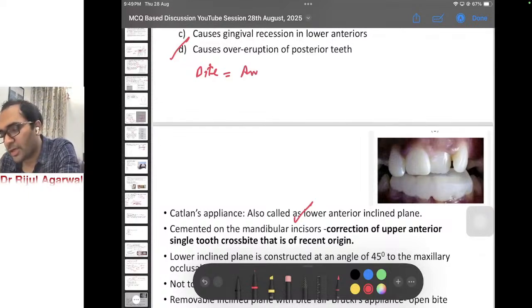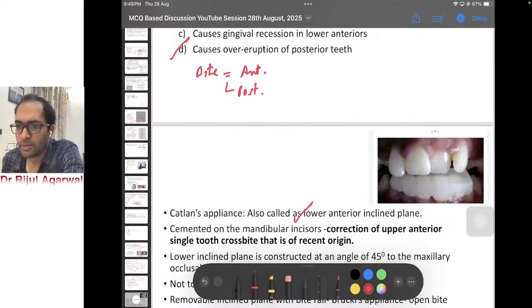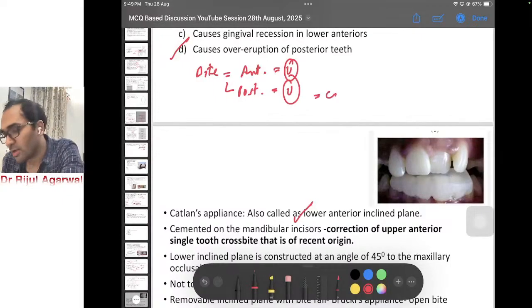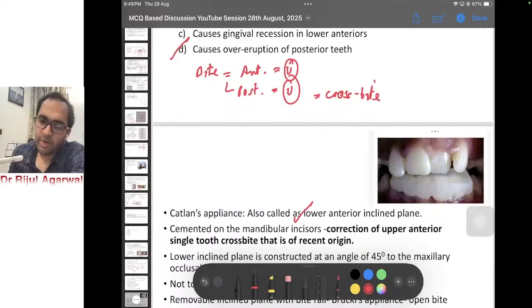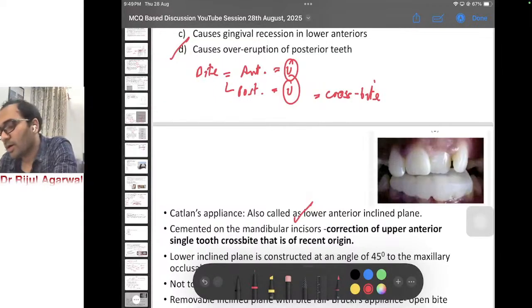So coming to bite planes, there are two types: anterior bite plane and posterior bite plane. Upper anterior bite plane in the upper arch, posterior bite plane in the upper arch. The posterior bite plane is used for giving crossbite correction so as to cause anterior bite opening, and you can give the appliance to correct it. Upper anterior bite plane is used for correcting deep bite cases.